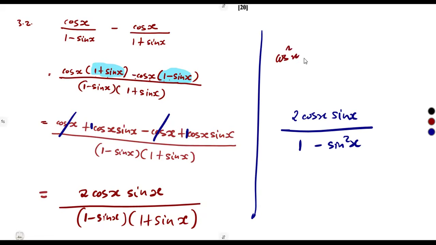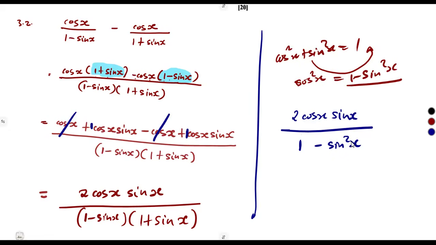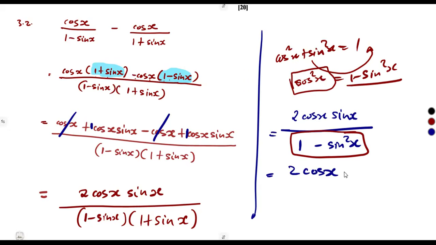Remember your Pythagorean identity: cos squared plus sine squared of x is equal to 1. So what made us to have this 1 minus sine squared? It was because we took it to the other side. So we are left with cos squared of x, which is 1 minus sine squared of x. So in place of this 1 minus sine squared of x, we are going to put the equivalent, cos squared. So this was going to be written as 2 cos of x, the sine of x, over cos squared of x.